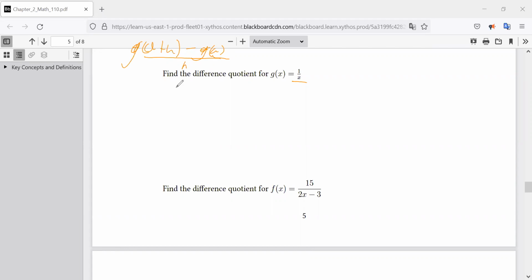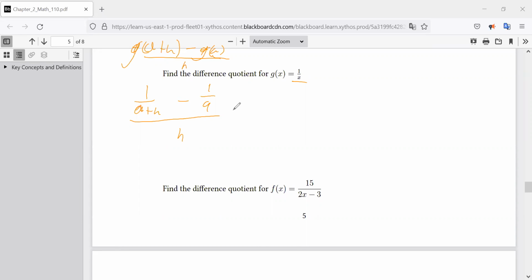So what happens when I replace x with a plus h? You would just have 1 over a plus h. Yeah, we get 1 over a plus h minus g of a. What is g of a? G of a would be 1 over a. Yep. And this is all over h.